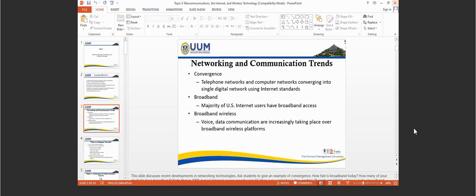How did connectivity change from analog to digital? Now we have digital. The way of communicating is digital, not like a walkie-talkie. A walkie-talkie is analog, or radio analog. So telephone networks and computer networks are converging into a single digital network using what? Internet standards. Broadband.